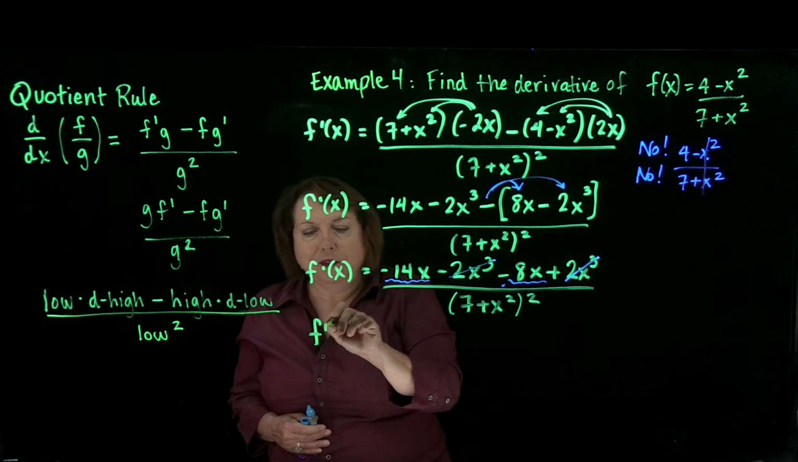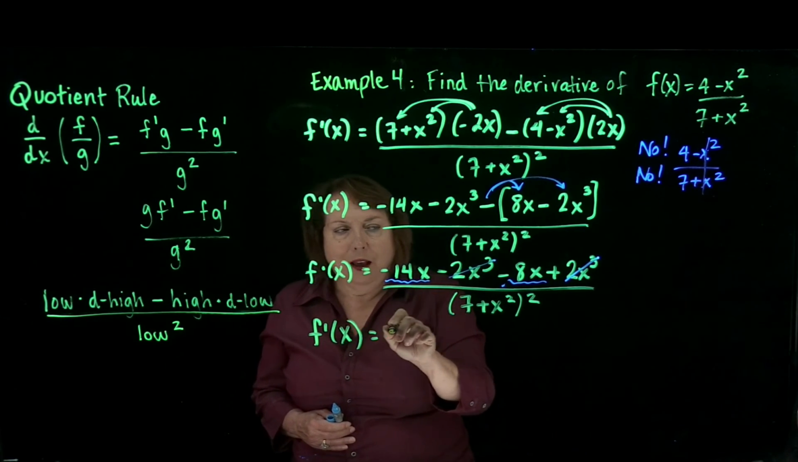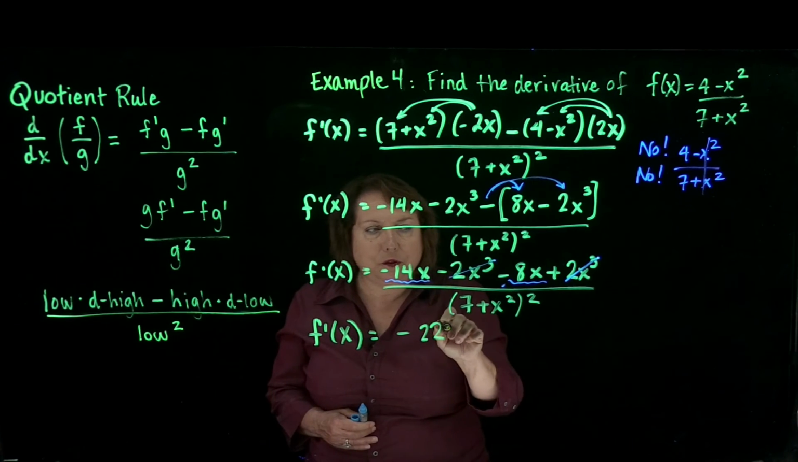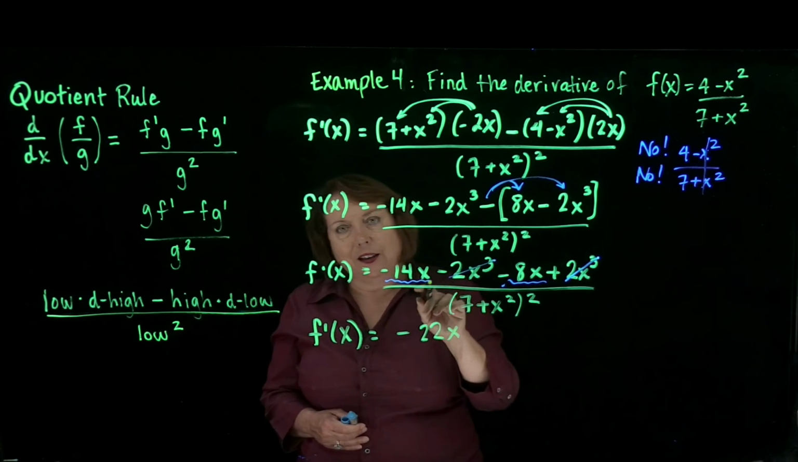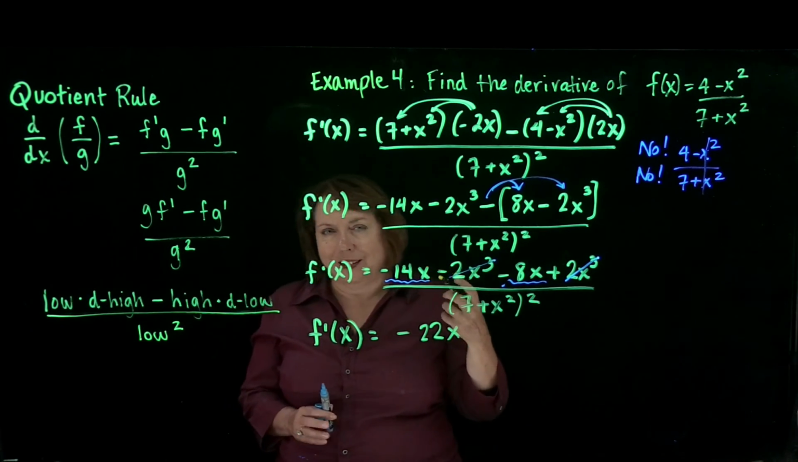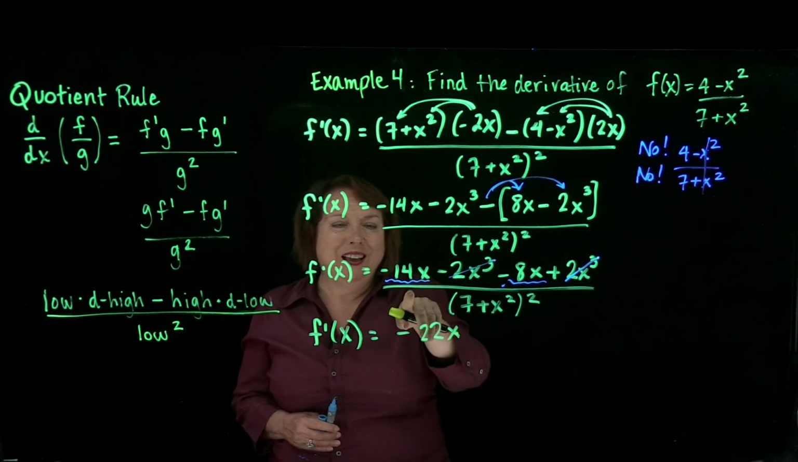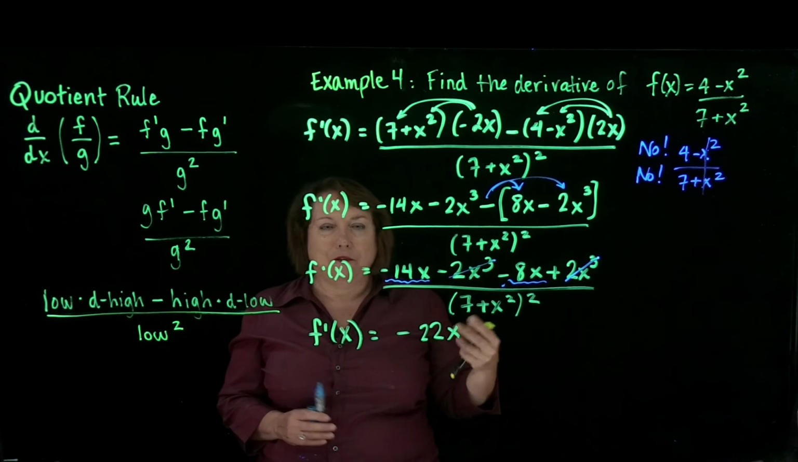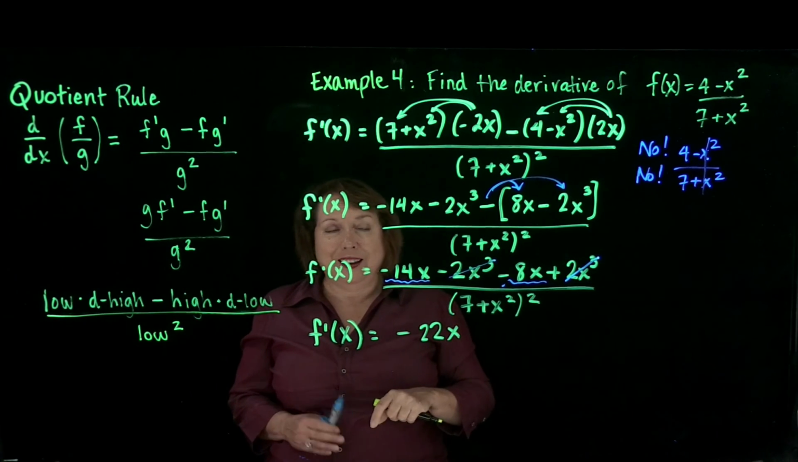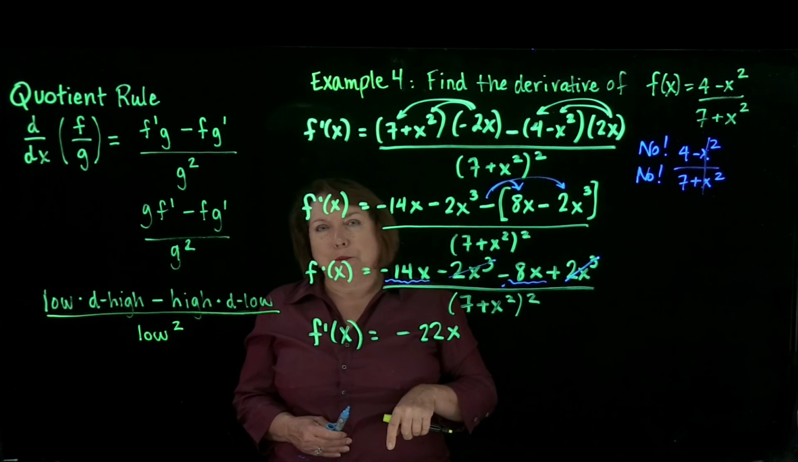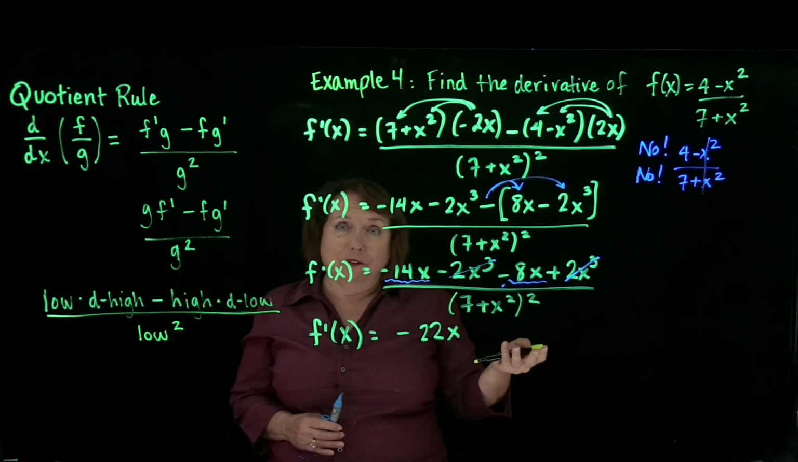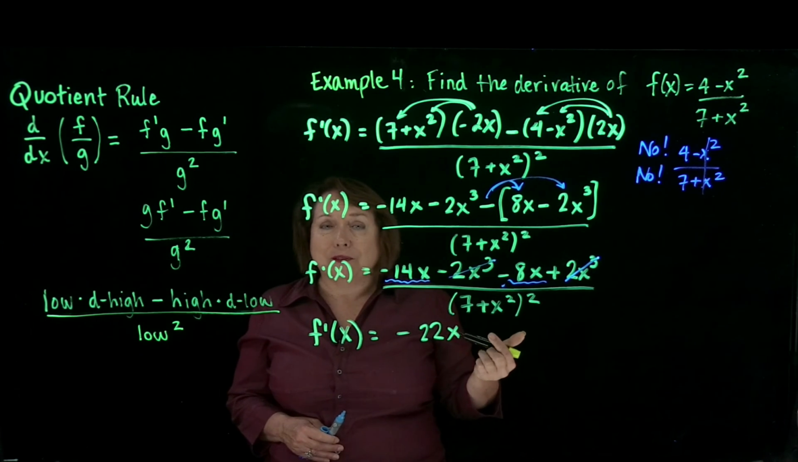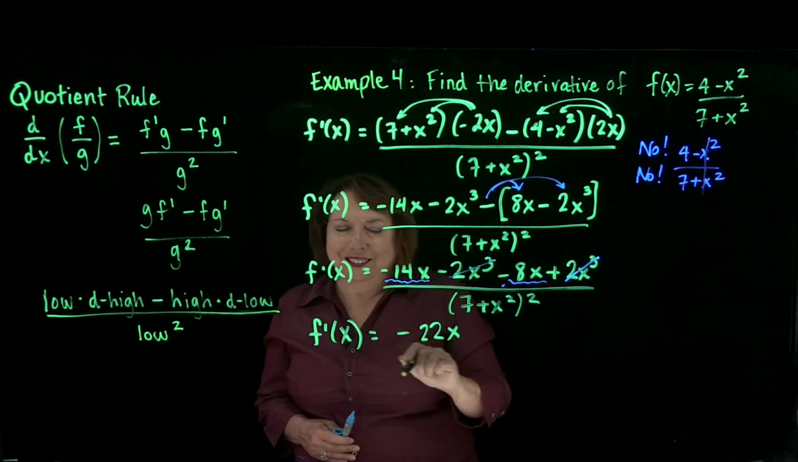So our first derivative, negative 22x. I know this doesn't make a lot of sense, but bear with me here. Negative 14 apples, and you have minus 8 apples. You gave 14 apples away, and then you gave another 8 apples away. How many apples did you give away? 22 apples. So maybe that makes sense.